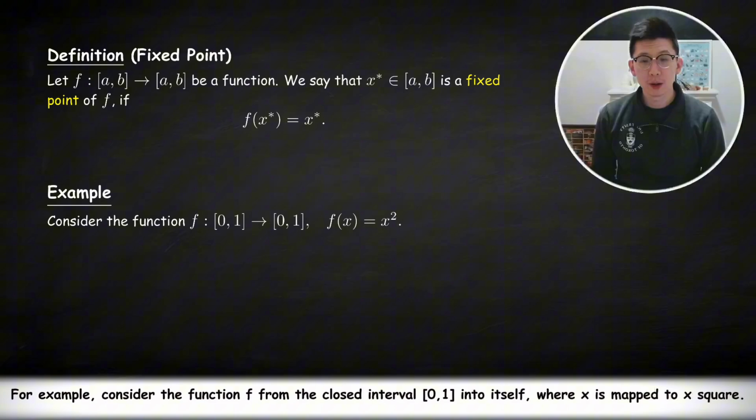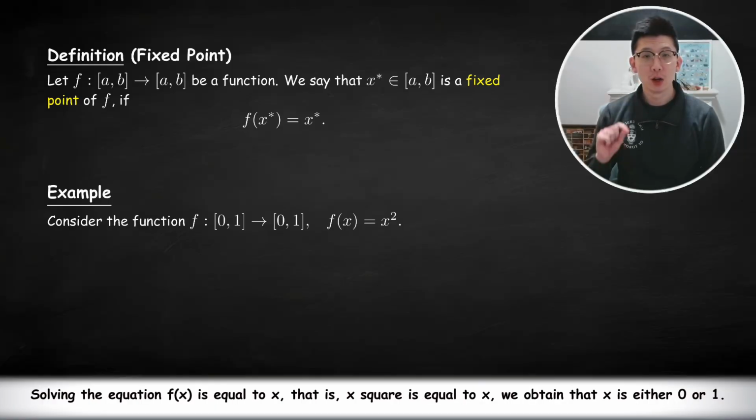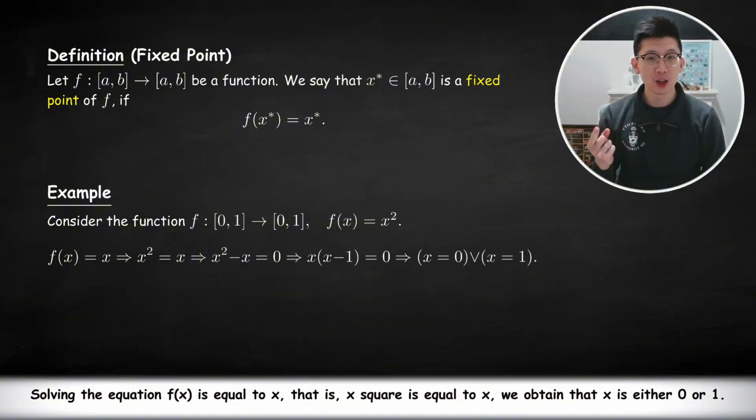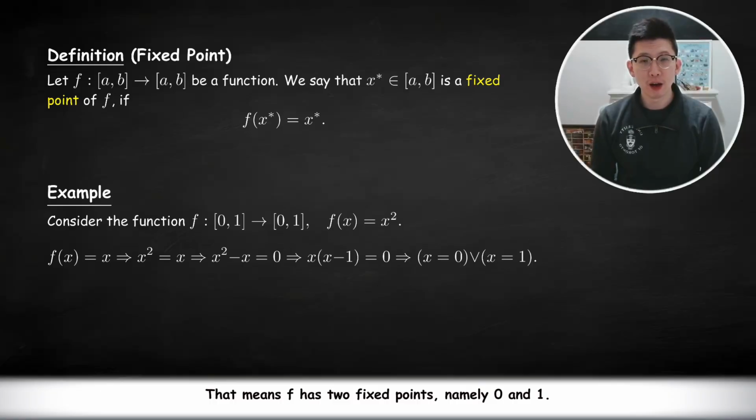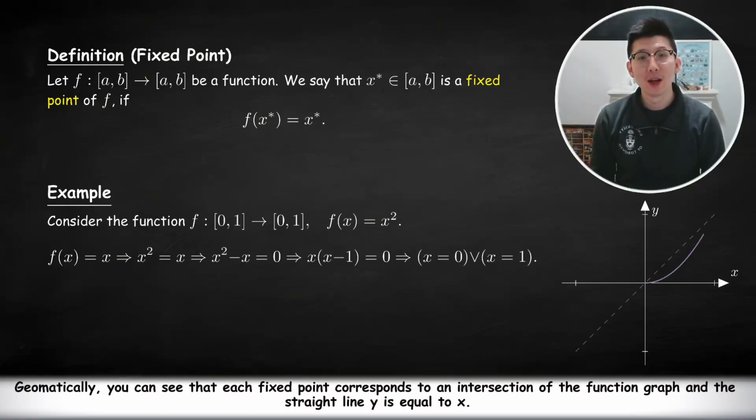For example, consider the function f from the closed interval [0, 1] into itself, where x is mapped to x squared. Solving the equation f(x) is equal to x, that is, x squared is equal to x, we obtain that x is either 0 or 1. That means f has two fixed points, namely 0 and 1. Geometrically, you can see that each fixed point corresponds to an intersection of the function graph and the straight line y is equal to x.